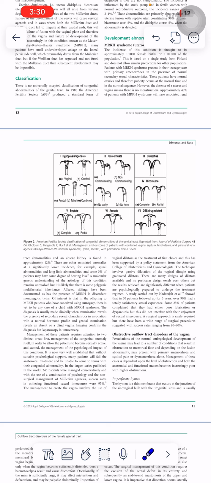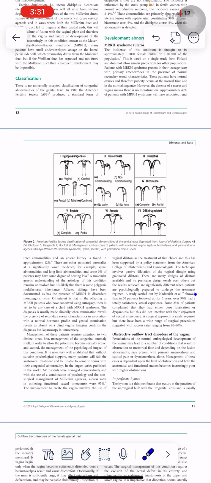So you will prescribe a certain treatment option to maintain her sexual activity. We will prescribe vaginal dilators, and if that is not working, then we will do surgical treatment. The first choice of treatment is the vaginal dilator. There are many designs of dilator available, and no particular design excels over another, but results are significantly better when patients are psychologically prepared to undergo the treatment regime.